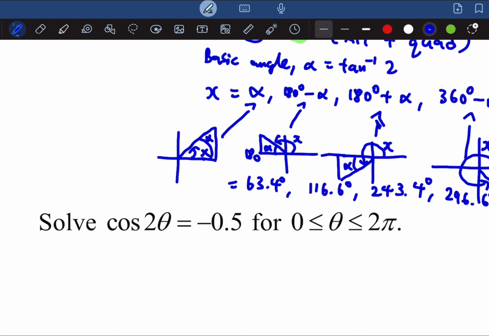solve cosine 2 theta equals negative 0.5. Okay, take note, you have to be mindful, because so far for angles we know 2 things. One is degree mode, one is radian mode. How do we know which mode we should be using? Looking at the question, the range given tells us the mode. This theta is from 0 to 2 pi, which is a clear indication we have to use radian mode of our calculator.